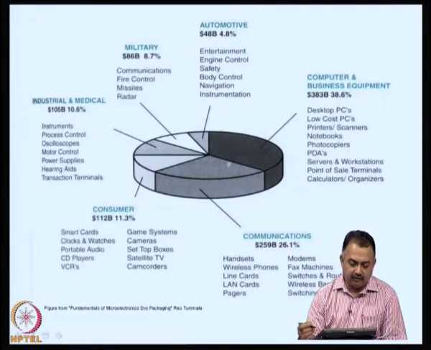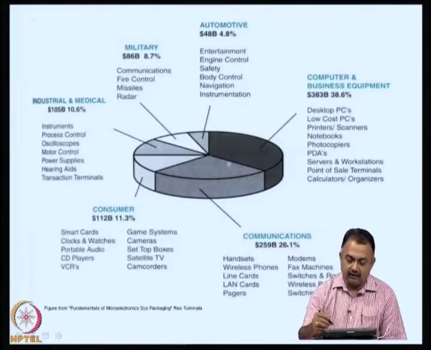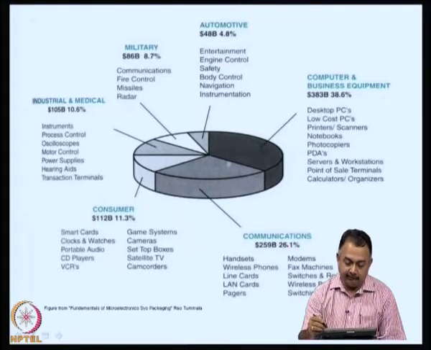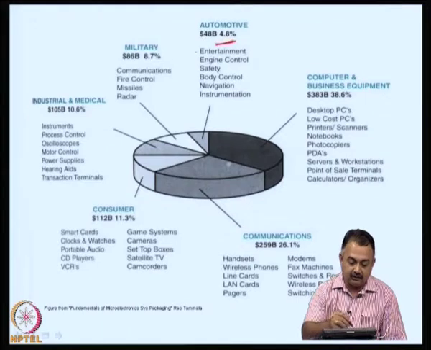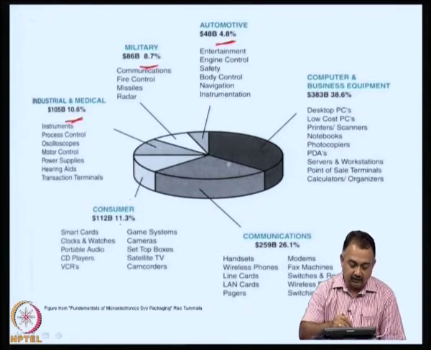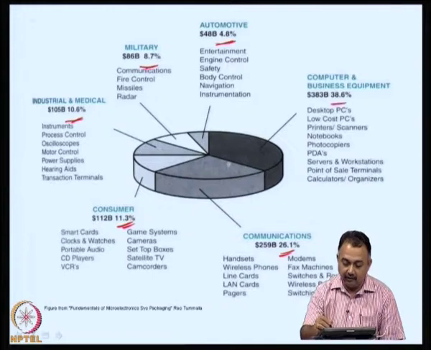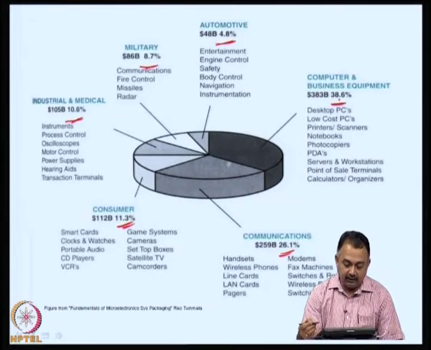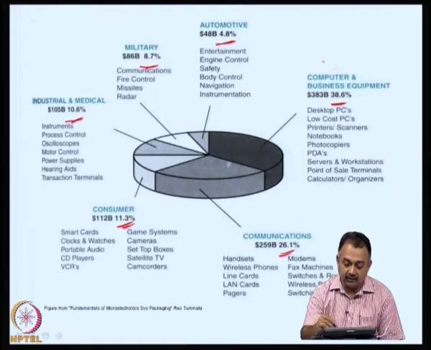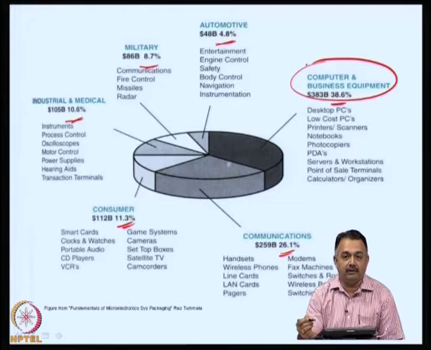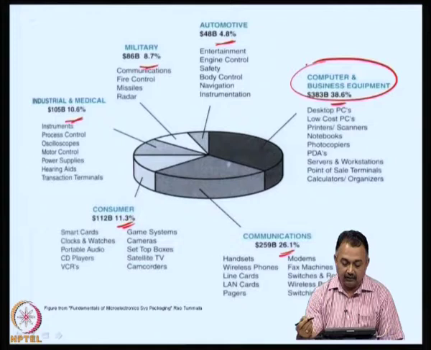So, if you look at this figure, of course, this figure is slightly old, in the sense that it is about 5 to 6 years old, but the percentages in each of these sectors are more or less valid. We look at it one by one. If you look at the overall picture, the major share comes from computer and business equipment. So, you can see the volume of business and the percentage of market share globally and revenues earned also.